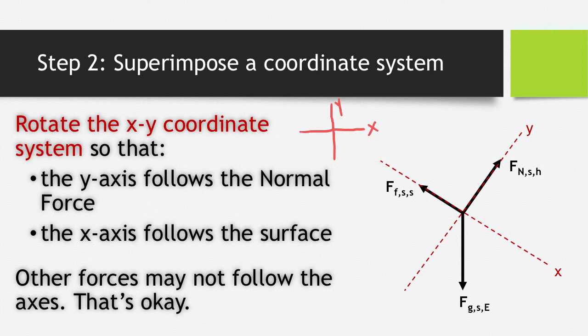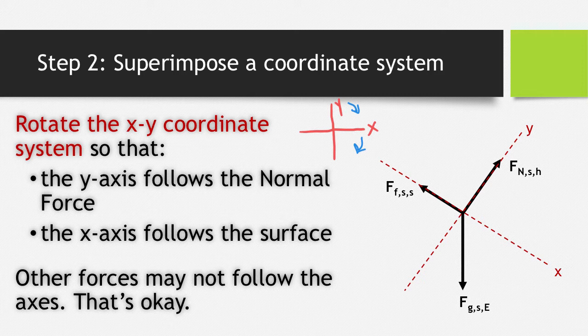Because the normal force and the frictional force are always at 90 degrees to one another, what I can actually do is take this coordinate axis system and rotate it a little bit. And you can see I've done that here, such that the y-axis no longer points straight up. It points up the normal force instead. So it's at an angle to the vertical. And it's okay to do this.